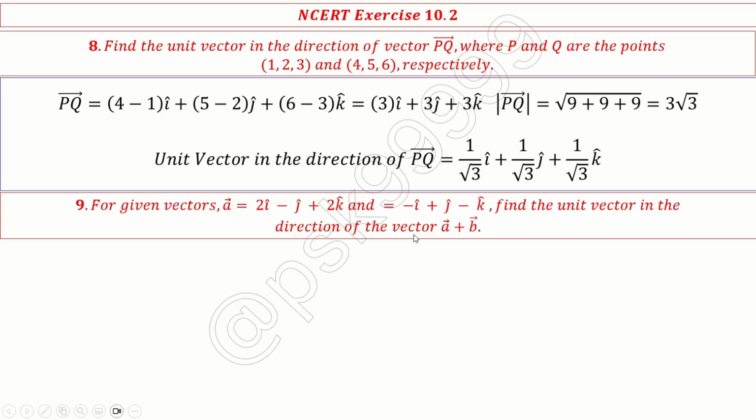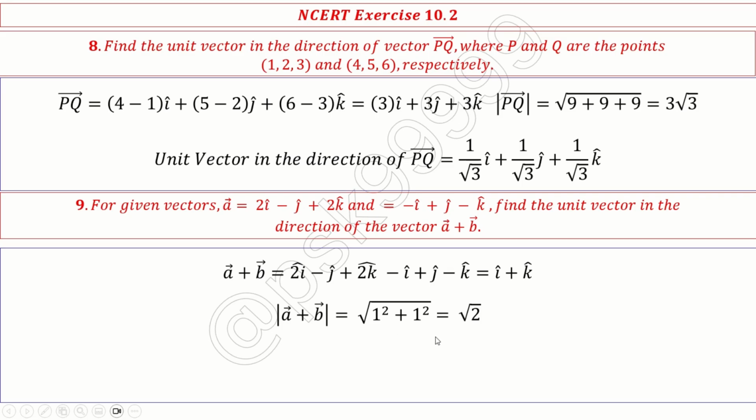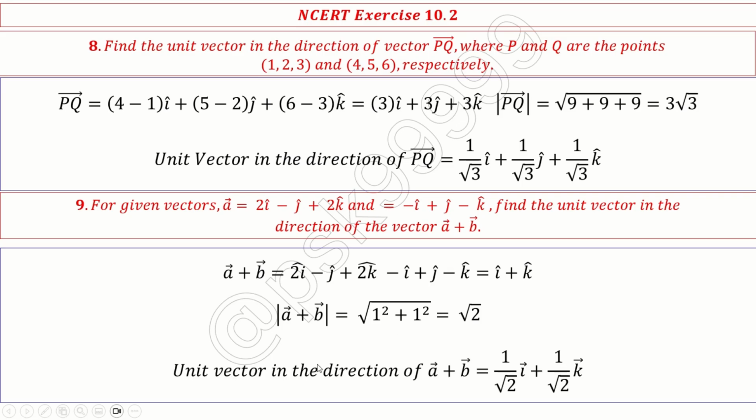Find the unit vector in the direction of a plus b. First find out what a plus b is. Sorry, this is b actually. So a plus b is nothing but 2i minus i, minus j, plus 2k minus k. That is i plus k. Once you know this, the magnitude is square root of 2. So the unit vector in the direction of a plus b is 1 by root 2 i plus 1 by root 2 k.